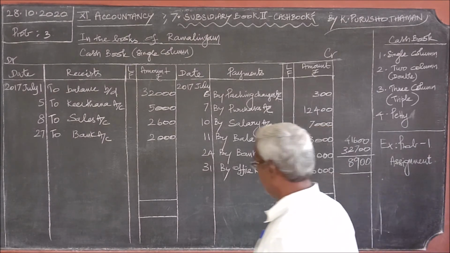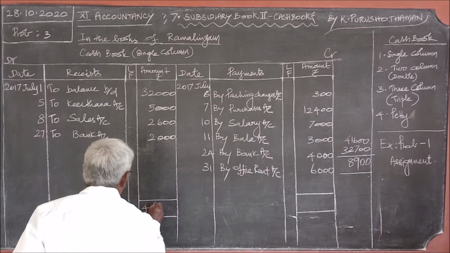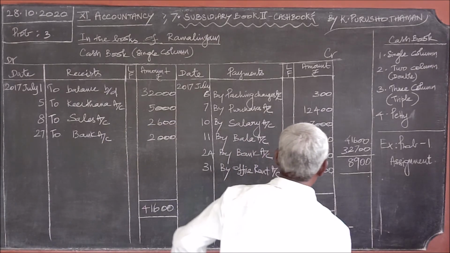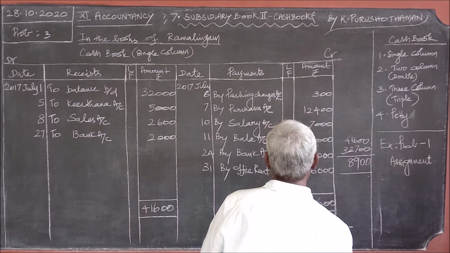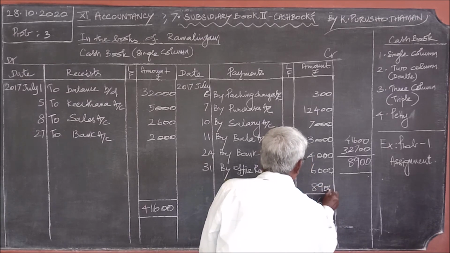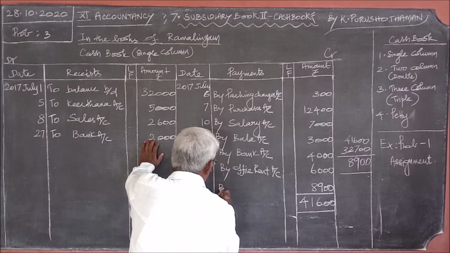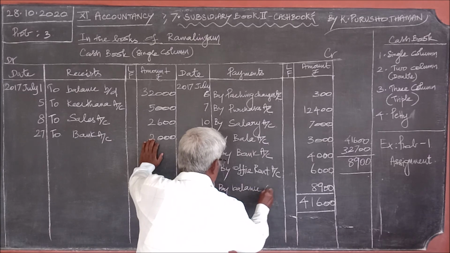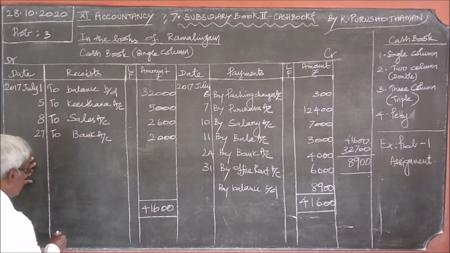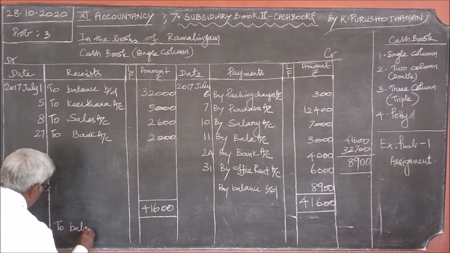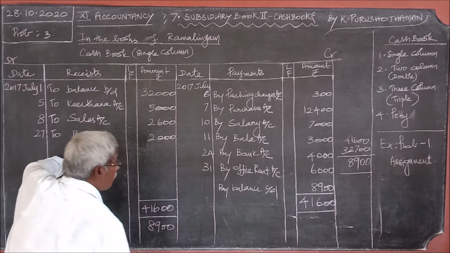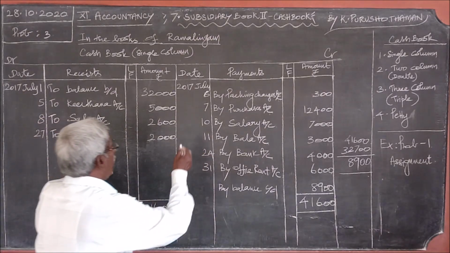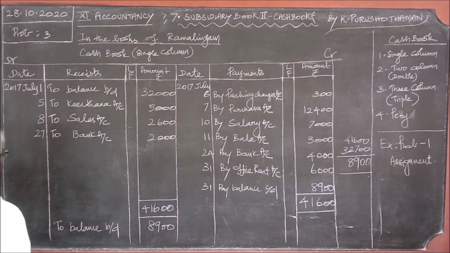Out of these two totals, which is the greater total? 41,600. You write on both sides. Here, how much is missing? 8,900 is missing, that is the balancing figure. Against it, by balance carried down, the opposite side to balance brought down, 8,900. So carry down the last date of the month, 31st, and brought down after July, August, next month, first date.